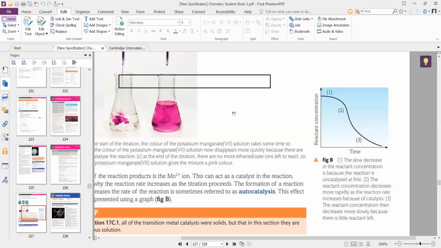This is because the produced Mn2+ will catalyze the reaction and hence speed it up. This is known as autocatalysis.